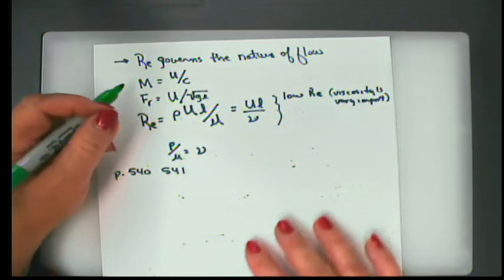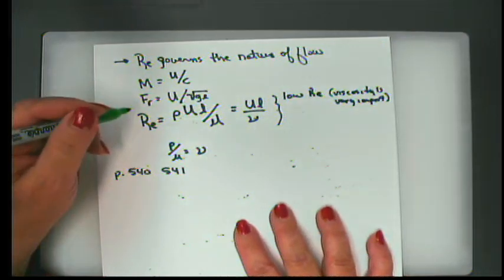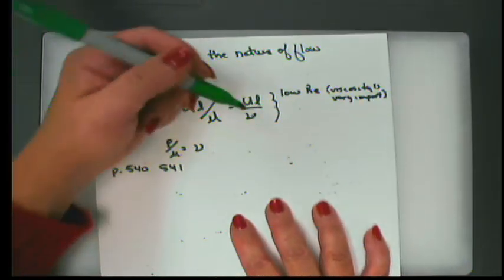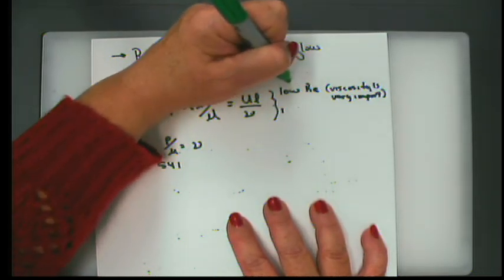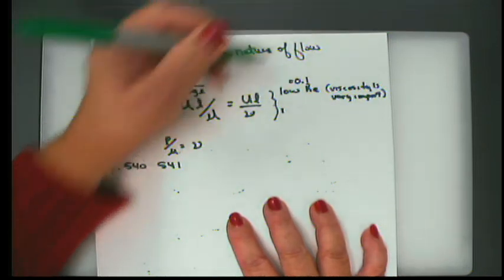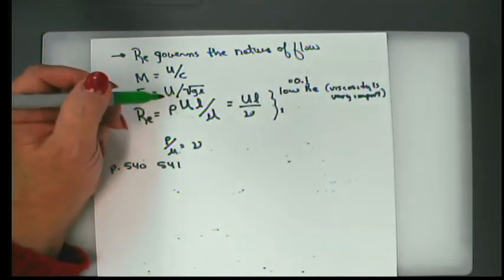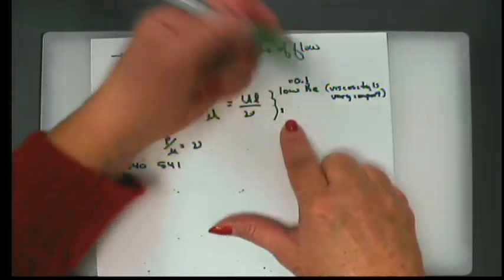All right. Then we have sort of intermediate numbers. So let's say this is maybe like 0.01. It's really, really laminar. It's really, really slow fluid movement for the most part.